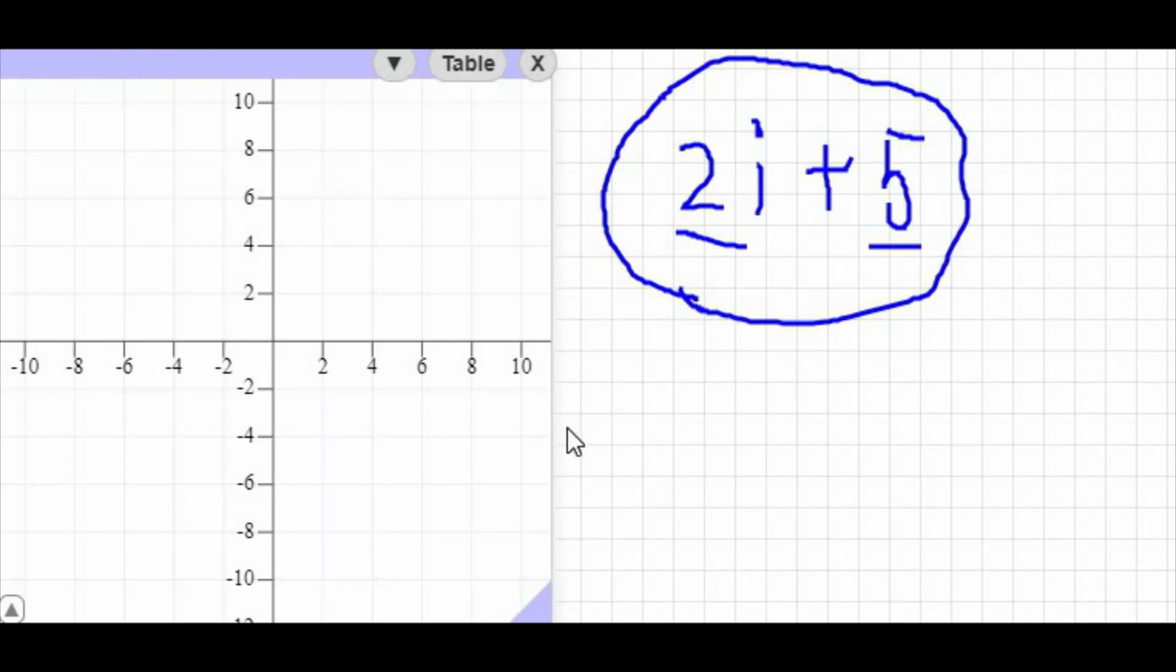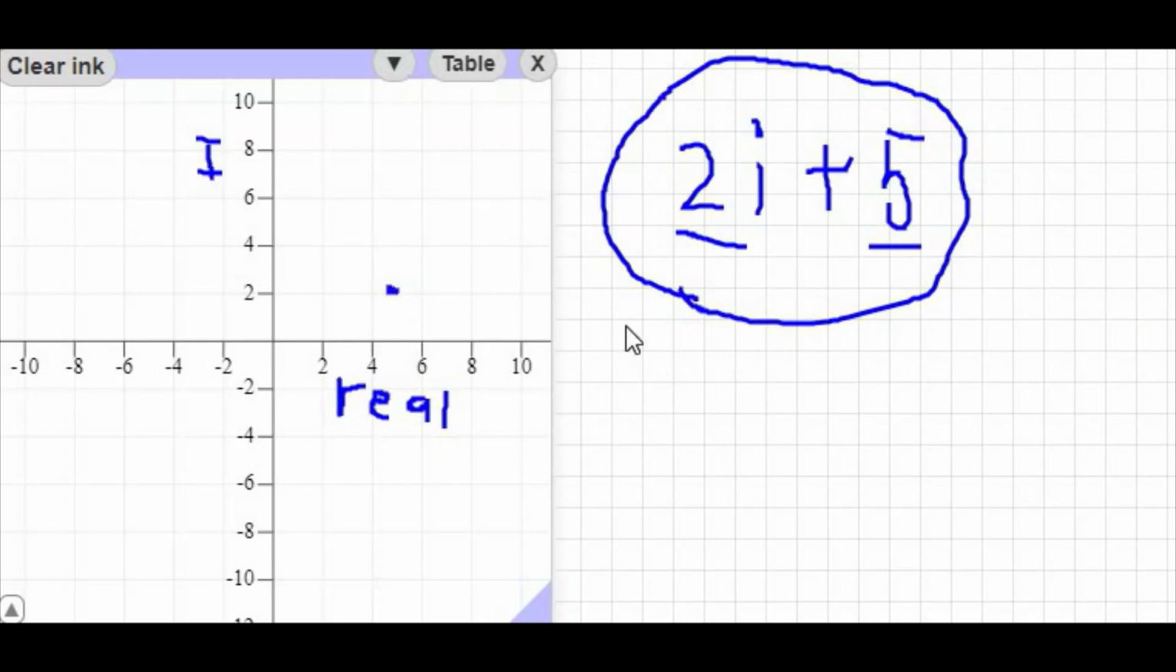On a complex plane, though, the x-axis always remains real numbers, just like the normal one, but the y-axis is now only for imaginary numbers. So instead of this representing 2, this would represent 2i, this would represent 4i, 6i, 8i, and so on and so forth. So if we were to graph 2i plus 5, we'd first graph the 2i, which is right here, and then plus 5, which is in the middle of 4 and 6. So 2i plus 5 would be graphed right there.